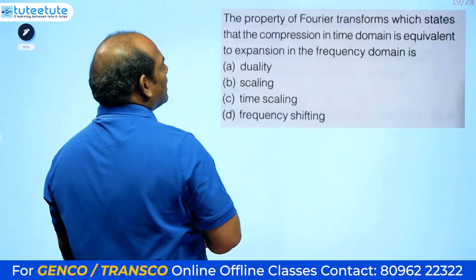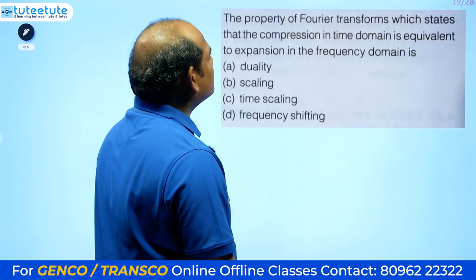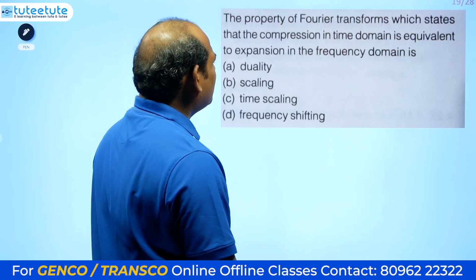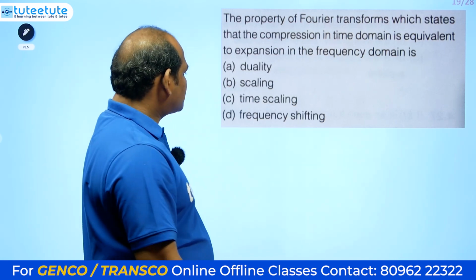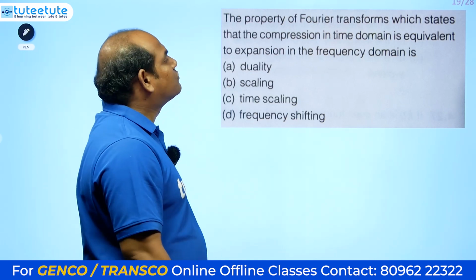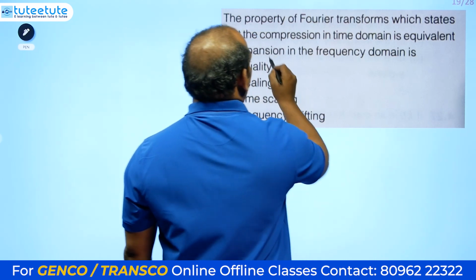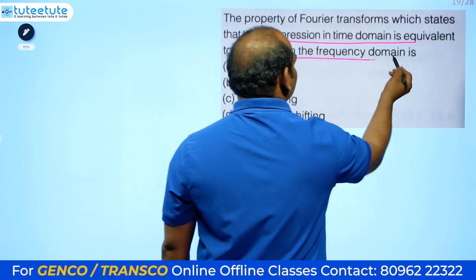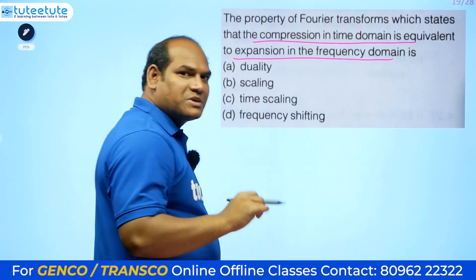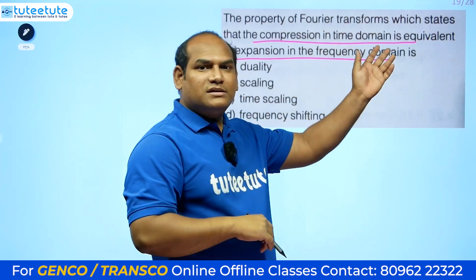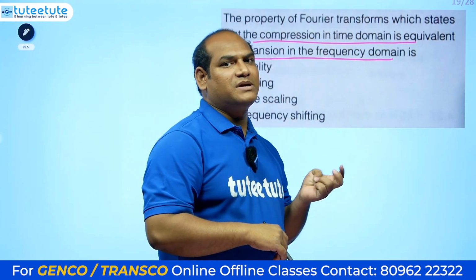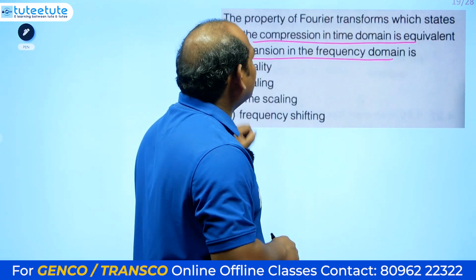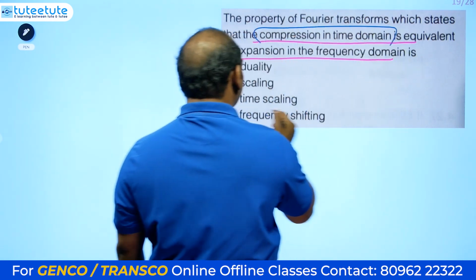Next thing, the property of the Fourier transform which states that the compression in time domain is equivalent to expansion in the frequency domain. Options are duality, scaling, time scaling, frequency scaling. It is a very easy question. Already they have mentioned everything. You are performing the compression in the time domain and that is equivalent to expansion in the frequency domain. We need to just name the property. Compression and expansion are related to scaling properties only. Here they did not give frequency scaling, but they have given time scaling. So compression in time domain leads to time scaling only.